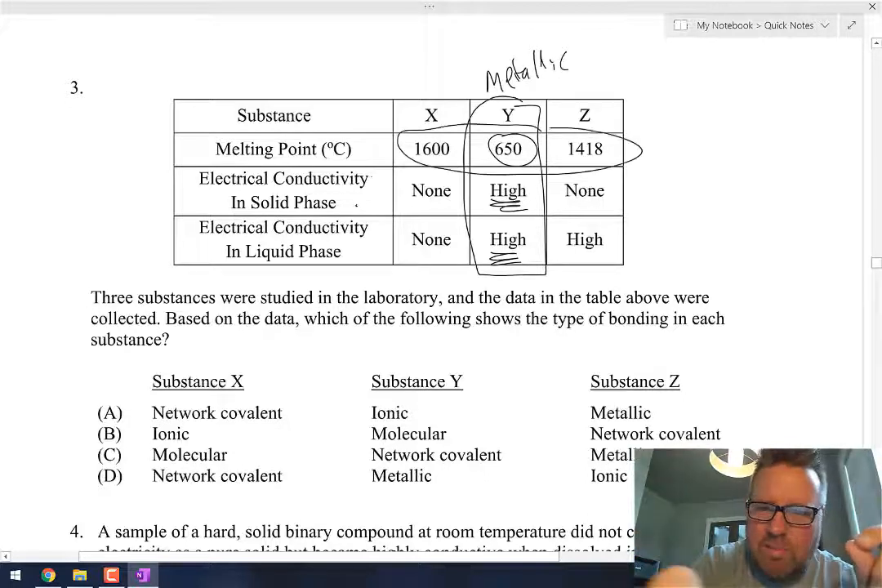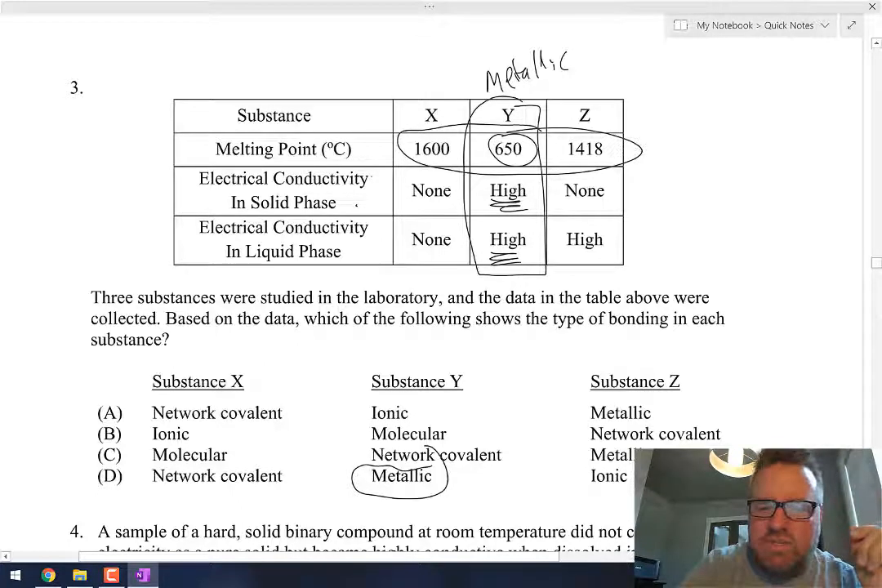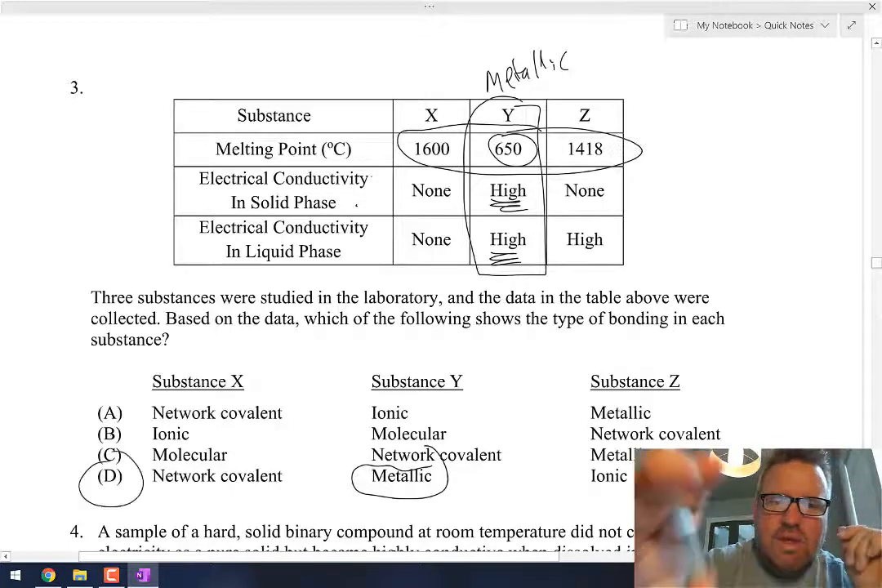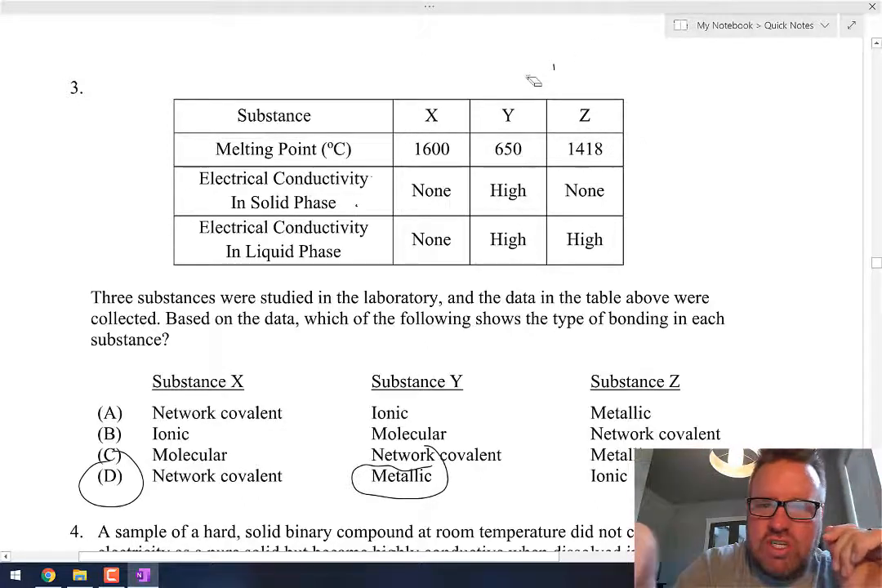So again, the melting point numbers don't really help us much at all. So substance Y has to be metallic. Well, right away, boom, you're done. Because what's the only one that has substance Y as metallic? It's D. Okay. Now, your other choices, let's just kind of go through Z.